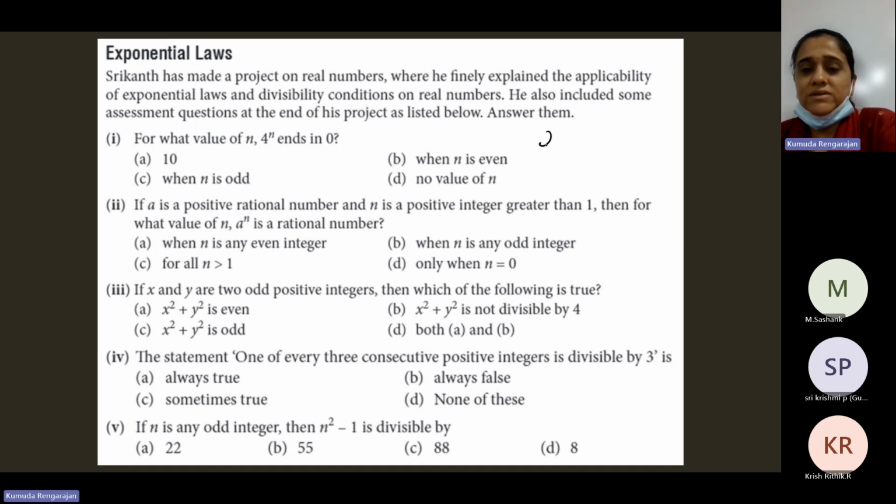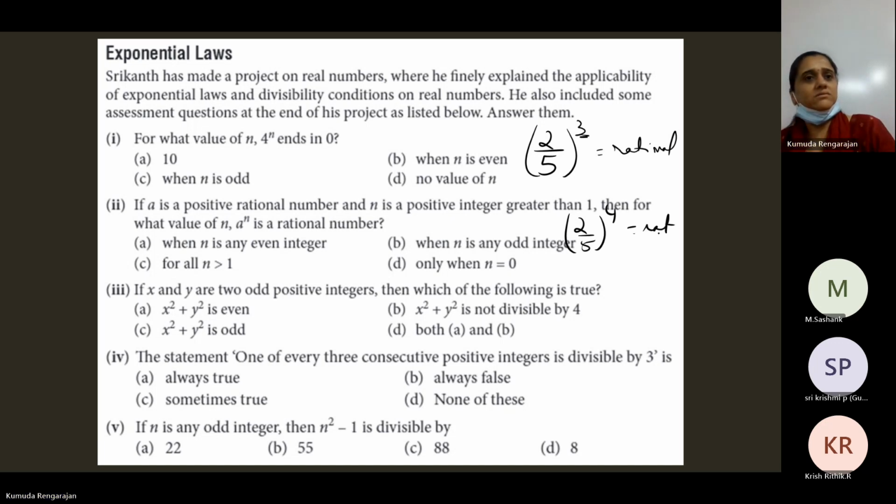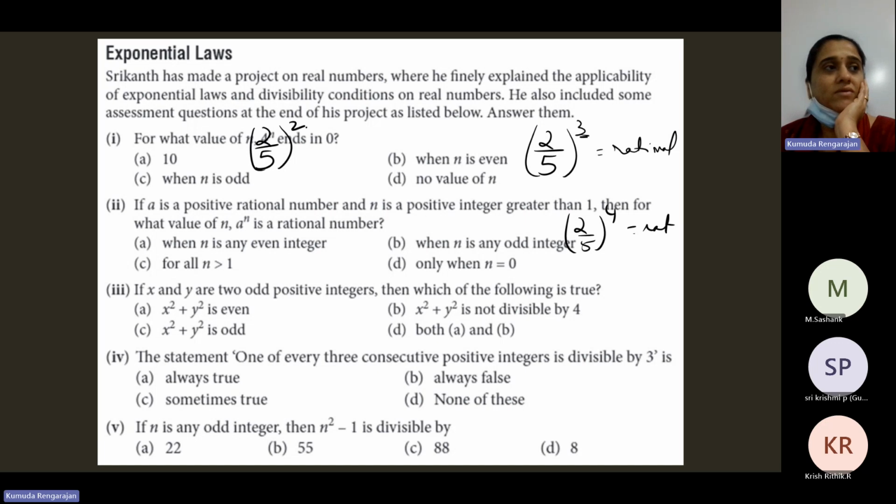I can just give you examples. If you take a rational number 2 by 5 and raise it to the power 3, it's odd, but the answer will be rational. The same thing, 2 by 5 raised to the power 4, which is even, will be rational. Why are we taking 2 by 5? 2 by 5 is a rational number, and the power is given as positive and greater than 1. So 2 by 5 to the power 2, will it not be rational? Yes, it is rational. So if it is even, it's rational. What if it is odd? It will be rational.